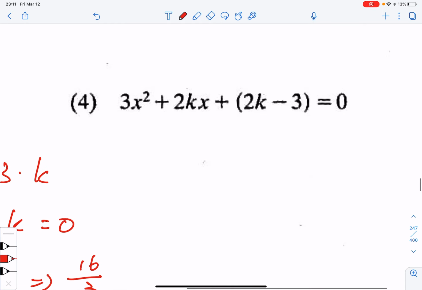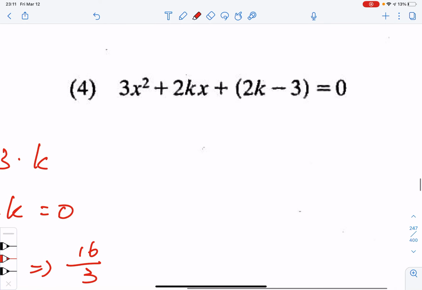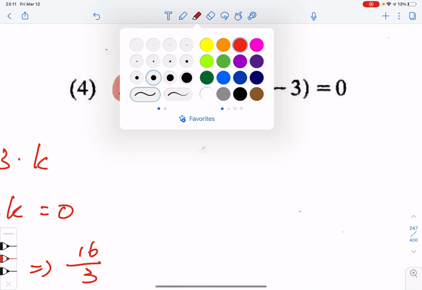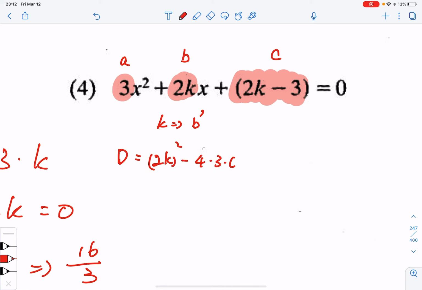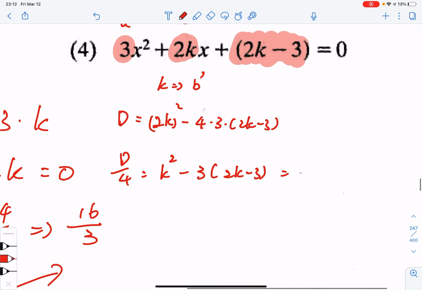Okay, let's try question number 4 here. For question number 4, it's not hard to see that that's A, and that's our B, and that's our C. Also, K will be our B prime, because 2K is 2 times B prime. We're going to use D first. D is equal to B squared, which is 2K squared, minus 4 times 3 times 2K minus 3. And D over 4, we're going to write the same thing, is equal to K squared minus 3 times 2K minus 3. In this case, we're going to do the second one first.